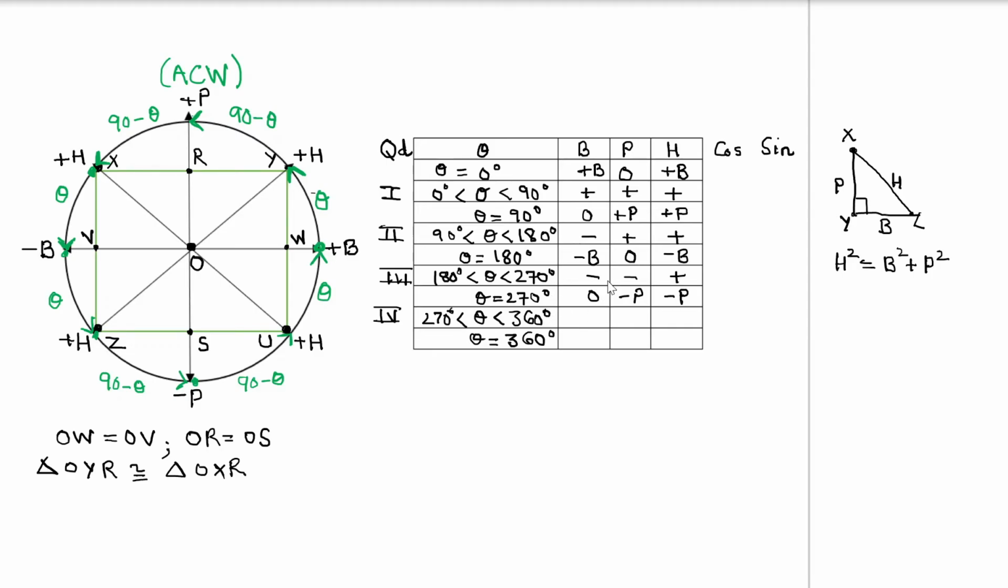Now in the fourth quadrant, the base is positive, perpendicular is negative, followed by hypotenuse, which is positive. And when we talk about theta being equal to 360 degrees, that means we have come on to the line segment OW once again. So we are talking about the line segment OW, wherein there is no perpendicular aspect to it. The base is positive, let's say it is plus b. So is the hypotenuse.